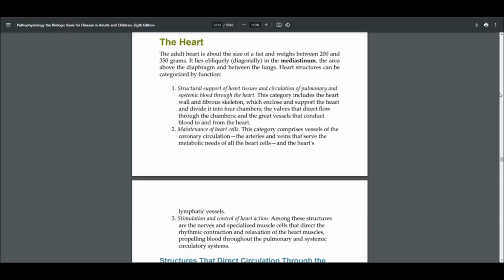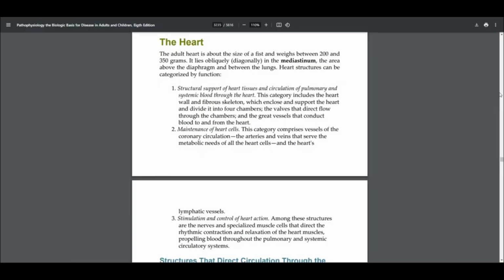The first is the structural support of heart tissue and the circulation of pulmonary and systemic blood through the heart. This category includes the heart wall and fibrous skeleton, which enclose and support the heart and divide it into 4 chambers, the valves that direct flow through the chambers, and the great vessels that conduct blood to and from the heart.